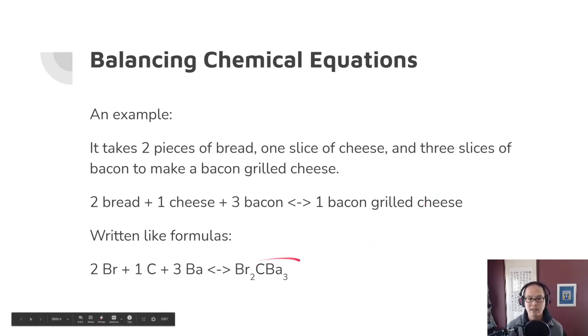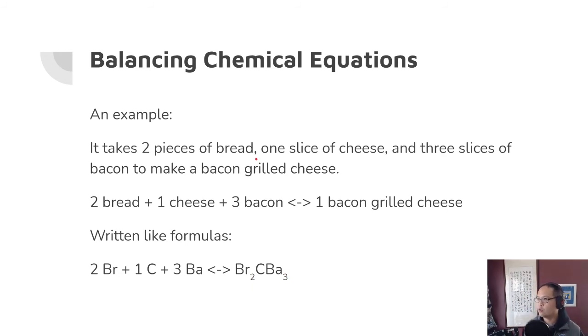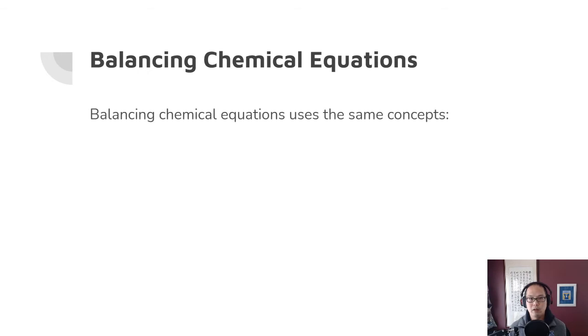Okay, so notice that this is covering all the ingredients that are put together. Chemical equations are just like making sandwiches, except you're making sandwiches with elements that you can't see with the naked eye. And you're going to have to balance these sandwiches that you're making. Balancing chemical equations is going to use the same concept as my bacon grilled cheese example. So let's take a look at the rusting example.